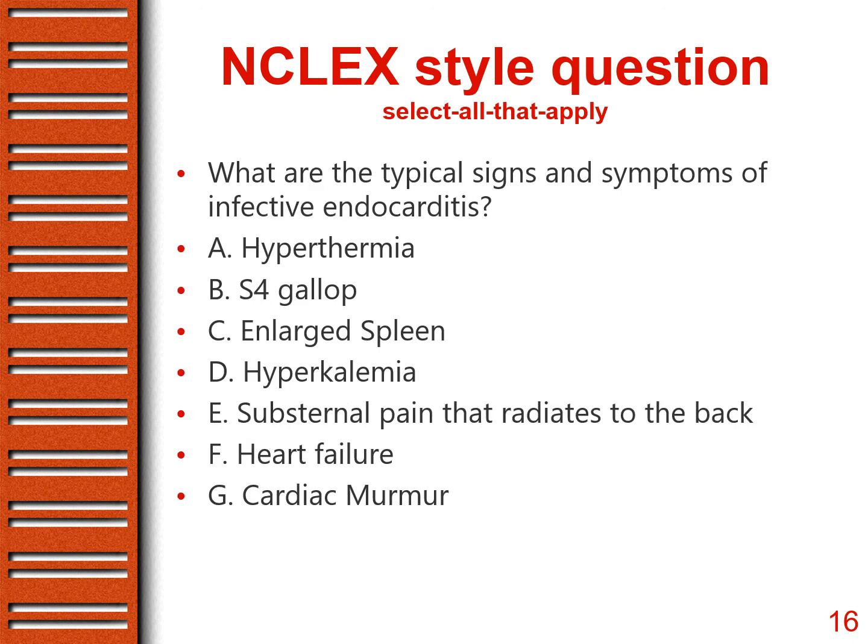What are the typical signs and symptoms of infective endocarditis? It says to select all that apply. A is correct for hyperthermia. C is correct for enlarged spleen. F is correct for heart failure. And G is correct for cardiac murmur. Okay, so you should get 4 answers there as typical signs and symptoms of infective endocarditis.